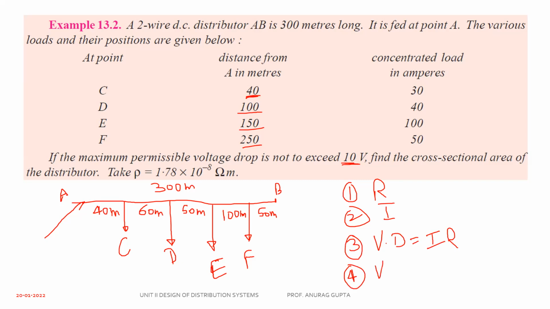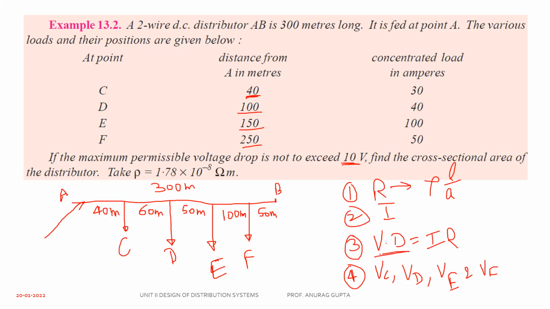That means in this circuit we have to find the voltage at C, VD voltage at D, VE voltage at E, and similarly the voltage at F and point B. Clear? So how can you find the resistance? We know that resistance equals rho L by A. But keep in mind that A is what we actually have to find.